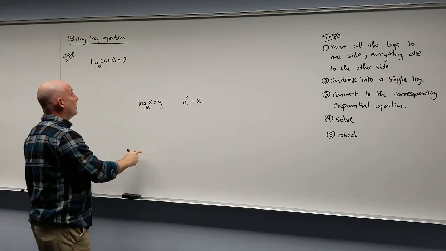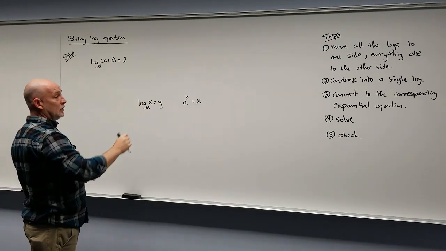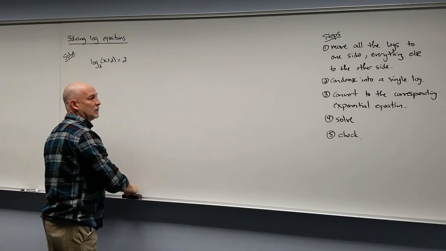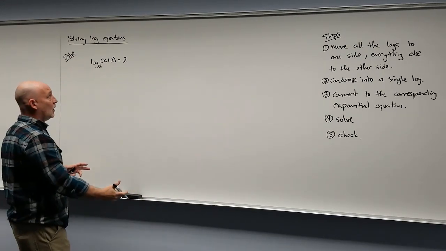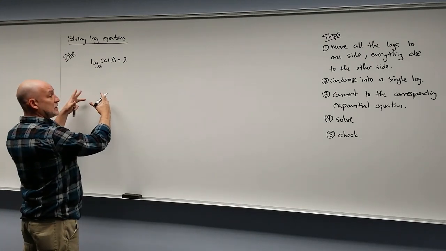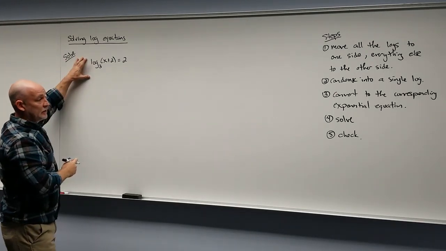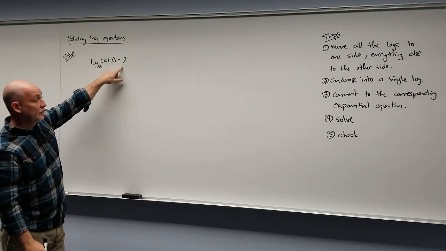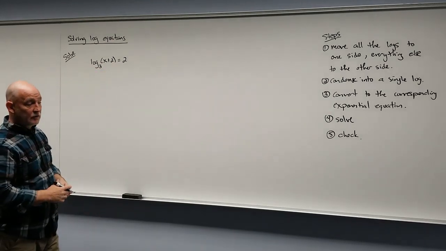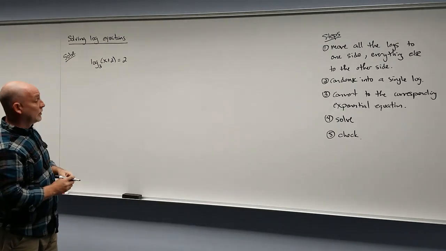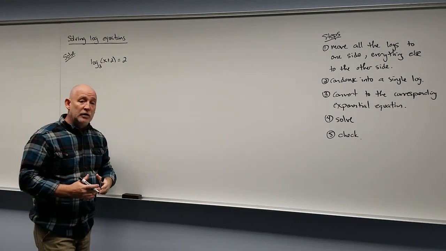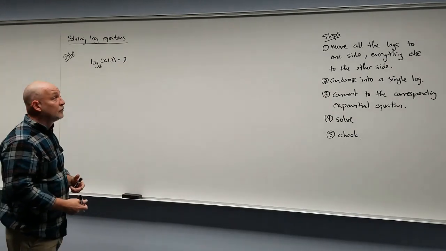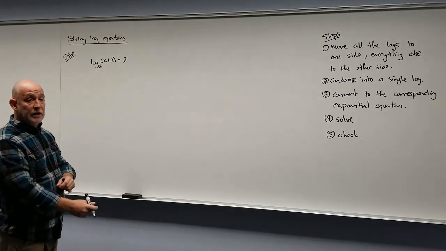Now to get to here, we're going to have to get all of our logs together. So here's what our steps tell us to do. We're going to move all the logs to one side and everything else to the other. Once we have all our logs on one side, we condense it into a single log, so we end up with something like this. Then we're going to convert to the corresponding exponential equation. That should be straightforward. And then solve whatever's left over. Generally, that's going to be fairly easy to do after that. Now, since there are values we're not allowed to take the log of, remember we're not allowed to take the log of 0 or negatives, we do need to check all these answers.